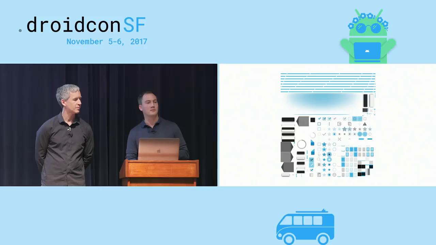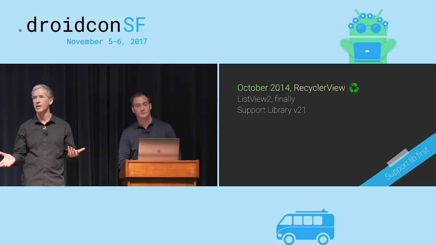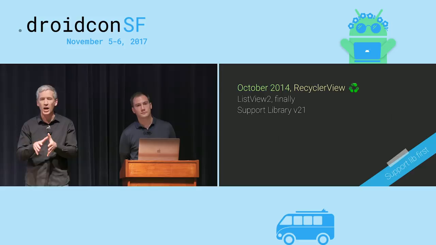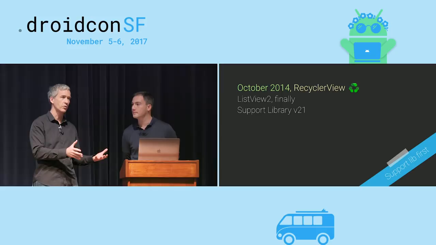RecyclerView comes out in the support library. This again was an important precedent where fundamental new capabilities that we wanted people to depend on were now not locked to platform releases, but were available across many releases at the same time. So this came out as a utility library. We've been doing more and more of that. Architecture components that came out recently is another good example of that.